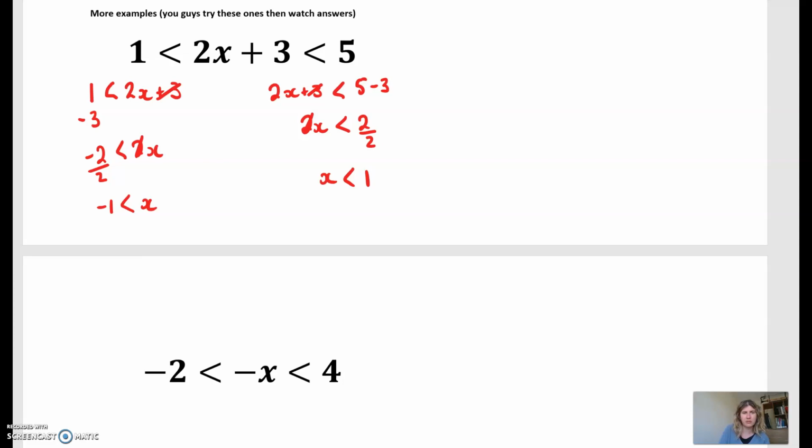So now we put it all together. We put x in the middle. We've got a negative 1 on the left-hand side. And then we take this positive bit, and we put that on the end. So x should be between negative 1 and positive 1. That's our solution. All right, third one.